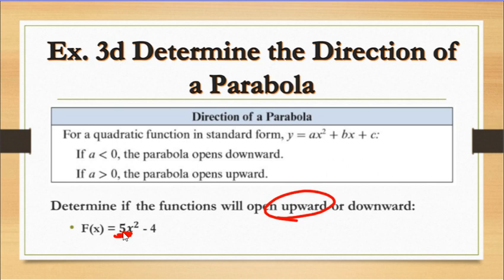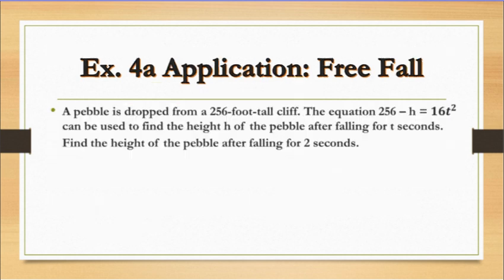And let's get to some application problems. A pebble is dropped from a 256-foot tall cliff. The equation 256 minus h equals 16t squared can be used to find the height h of the pebble after falling for t seconds. Find the height of the pebble after falling for 2 seconds. The first thing I want to do is write down the equation. So 256 minus h equals 16t squared.